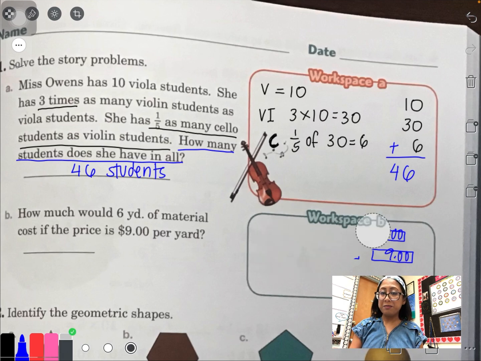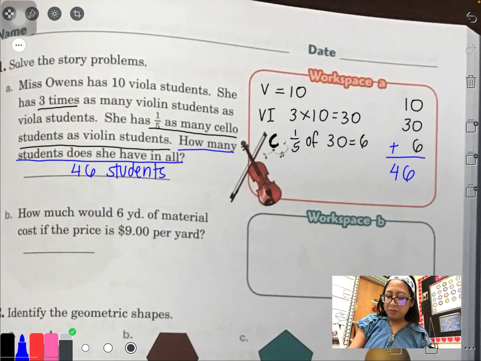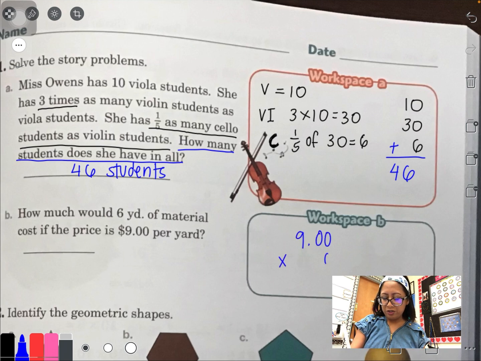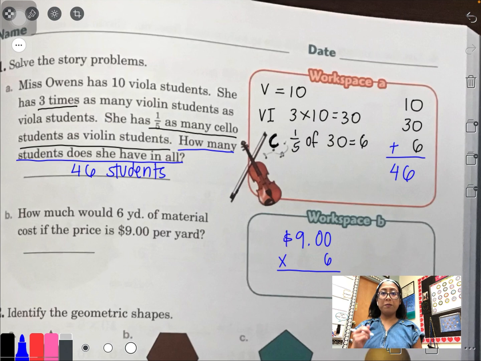So it's going to be 9 times 6. It's going to be $9. Now you can write this down. Times 6 yards. And if you remember your 9 times tables, or even your 6 times tables, you can get that. And I'll ask you at our Zoom meeting how much it's going to cost if you buy 6 yards of lumber. Okay?